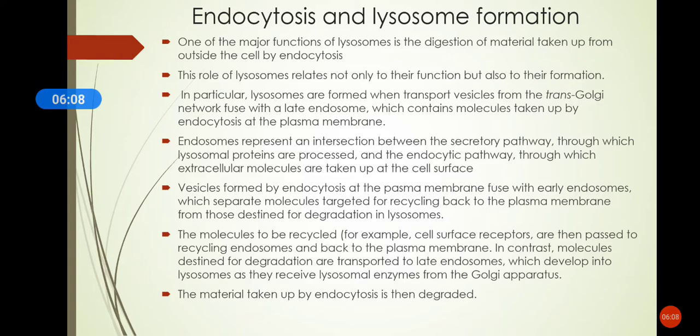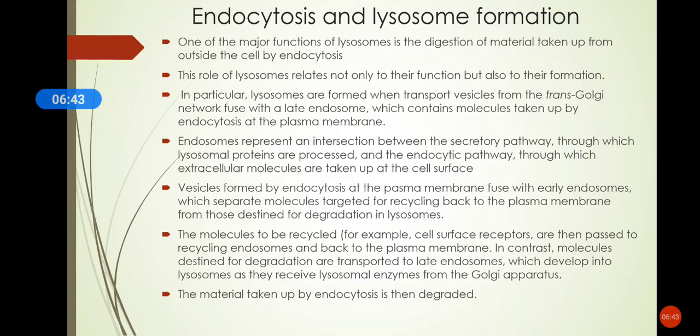So at the plasma membrane, vesicles are formed by endocytosis and they form into early endosomes, and they separate. Some actually go back and recycle to the plasma membrane, and some are destined to be degraded in the lysosome. So they will segregate into two types: some are targeted back to the plasma membrane, and some are destined to fuse with the lysosomes or the vesicles from the TGN.